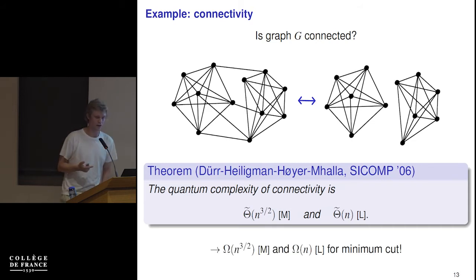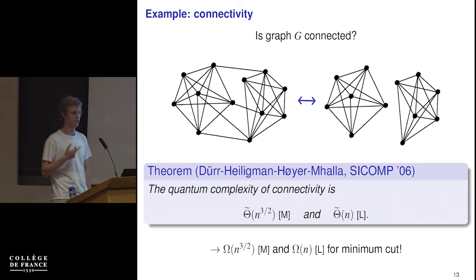And notice by my former argument that since we can use minimum cut to solve connectivity, the corresponding lower bounds give us the same lower bounds for minimum cut. The upper bounds do not carry over, obviously, because just determining whether a graph is connected does not tell us what the minimum cut is or what its value is. But we do get these lower bounds, and this already limits the scope or the range of speedups that we can hope for.